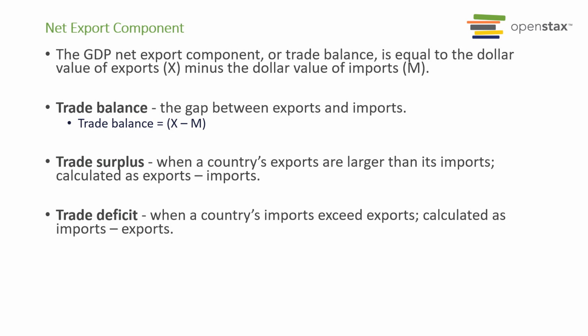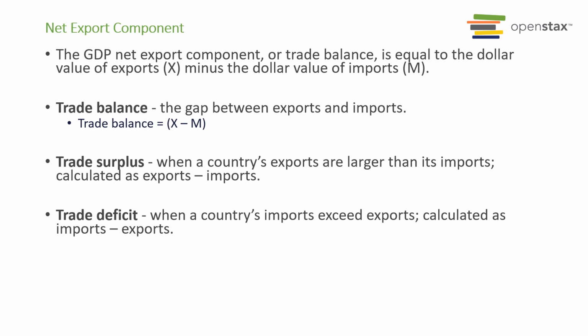All right, also note something called the trade balance. Trade balance is the gap between your import and export. So trade balance equals export minus import. Whenever your trade balance is positive, that's called a trade surplus. Whenever trade balance is negative, that's called a trade deficit.